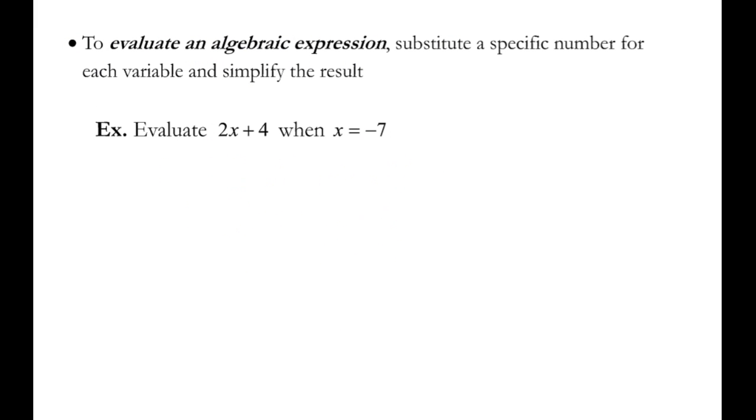So to define what we just did, to evaluate an algebraic expression, you substitute a specific number in for each variable and then simplify the result. So just another quick and simple example. In place of the x, we put -7. Perform the multiplication first and then the addition. So 2 times -7 is -14. -14 plus 4 is -10.